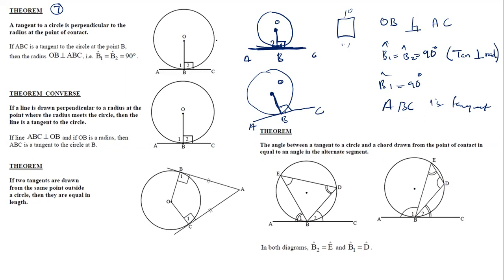So remember, for the theorem, they're going to give you something like this. And by using the theorem, you say this is 90 degrees. For the converse, you're going to be given something like that, but here they're going to tell you it's 90 degrees. Therefore, you're going to say this line is a tangent. That's the converse.